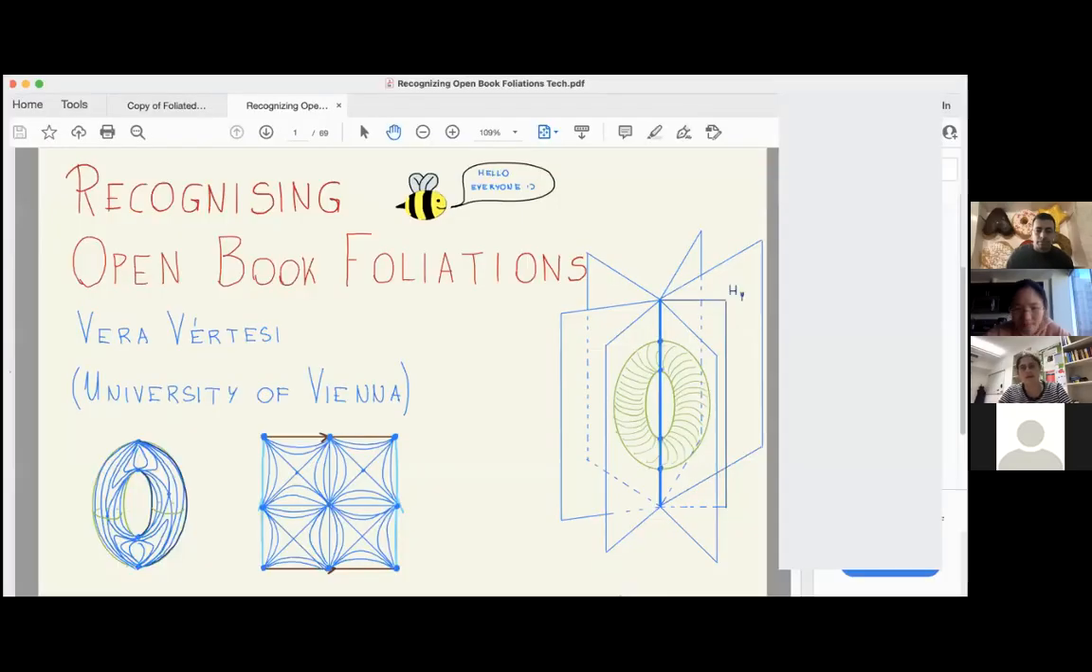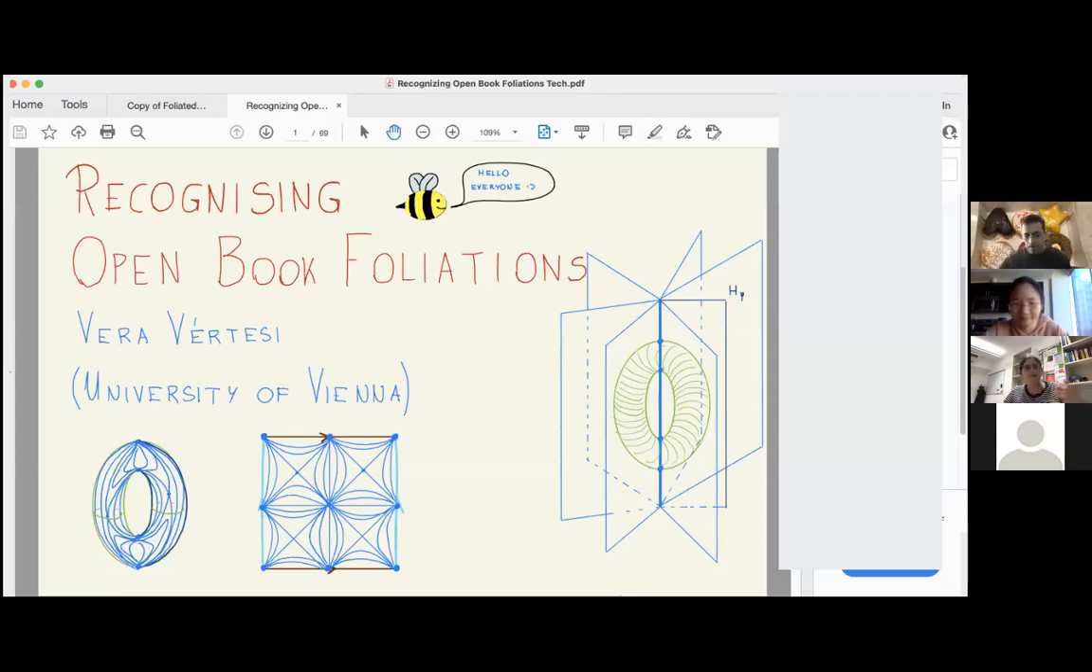Morally, open book foliations are intersections of open books with surfaces, and these are going to be oriented singular foliations. And the question I answer is whether a given oriented singular foliation is an open book foliation, coming as an intersection of an open book with a surface.